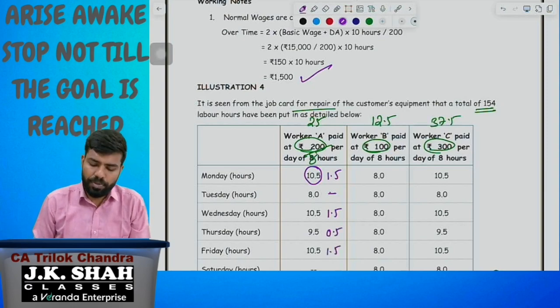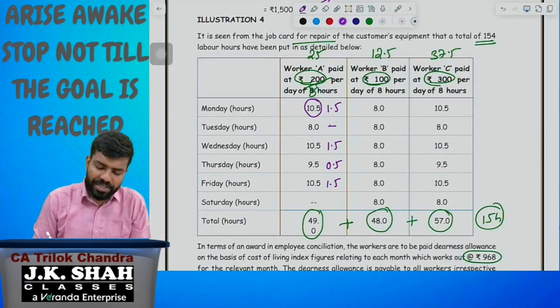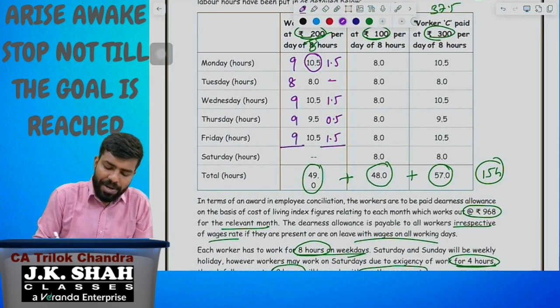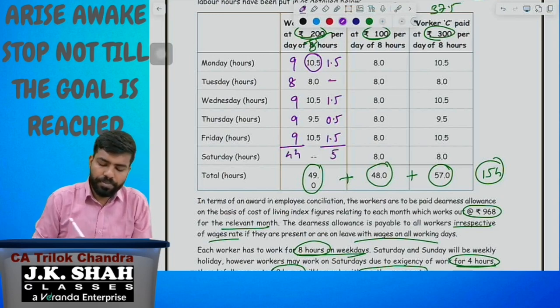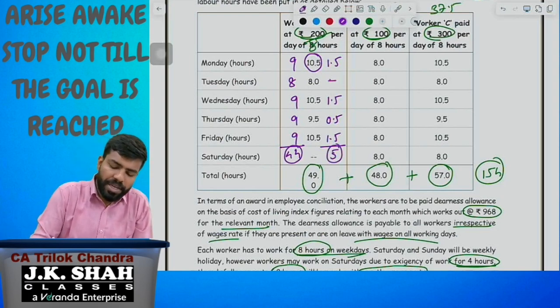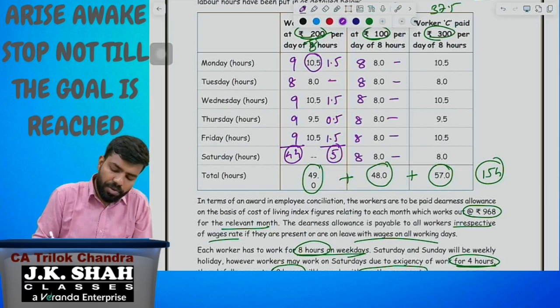Are you understanding? So, if you make a classification, let me write here normal time. Normal time is 9, 8, 9, 9, 9. So, 9 fours are 36, 36 plus 8, 44. Overtime is 5. So, normal time is 44 hours, overtime is 5 hours. All of you clear about this? Next, for worker B, normal time 8, overtime 0, 8, 0, 8, 0, 8, 0, 8, 0 and 8, 0. Totally 48 is the normal time, overtime is 0.